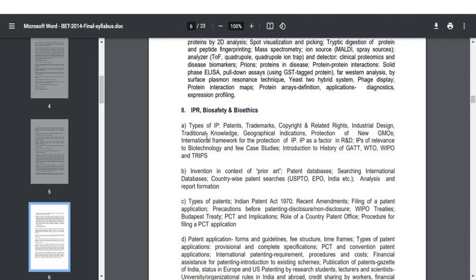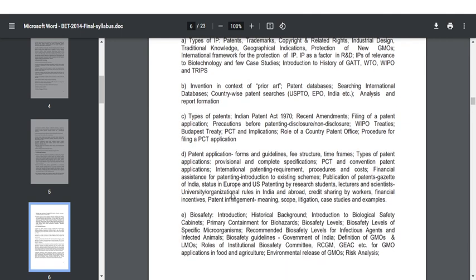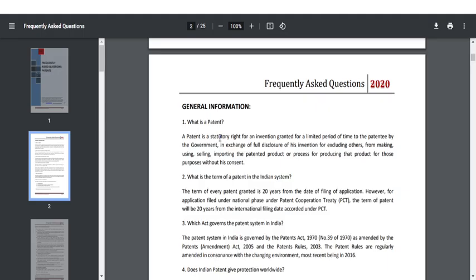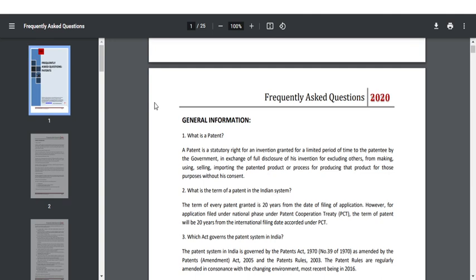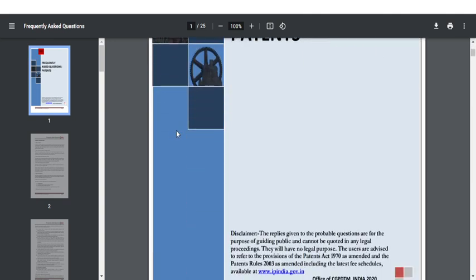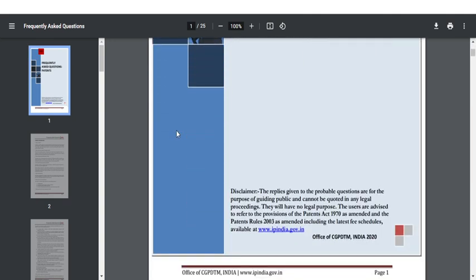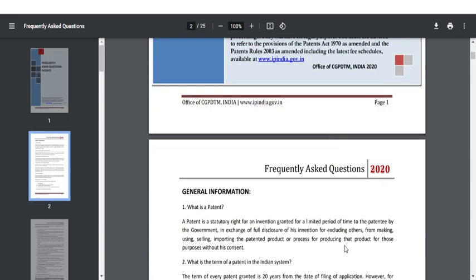You need to know about types of IP, types of patents and biosafety. Know the list of biosafety cabinets and what type of microorganisms will be cultivated in each particular biosafety cabinet, and you need to know about the institutional biosafety committee. While studying intellectual property rights, you can refer to the frequently asked questions available on ipindia.gov.in. Just read the frequently asked questions. Anyway, questions will be asked from those particular topics only.